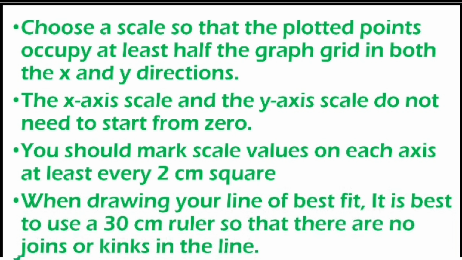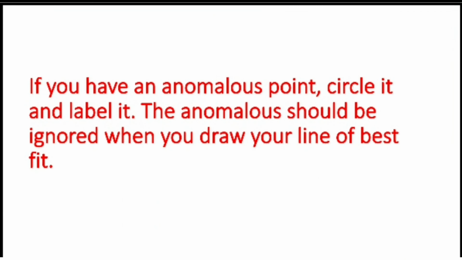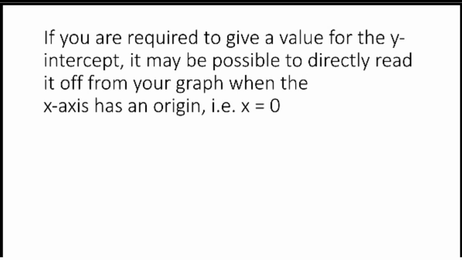When drawing your line of best fit, it is best to use a 30 cm ruler so that there are no joints or kinks in the line. If you have an anomalous point, circle it and label it. The anomalous point should be ignored when you draw your line of best fit. If you are required to give a value of the y-intercept, it may be possible to directly read it from your graph when the x-axis has an origin 0, that is x is equal to 0.